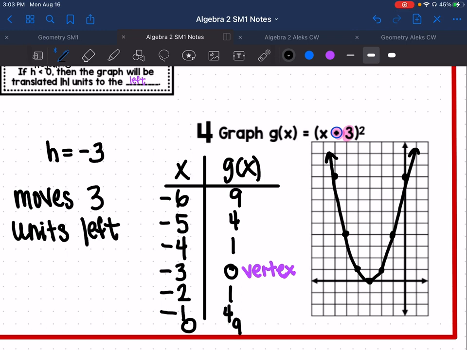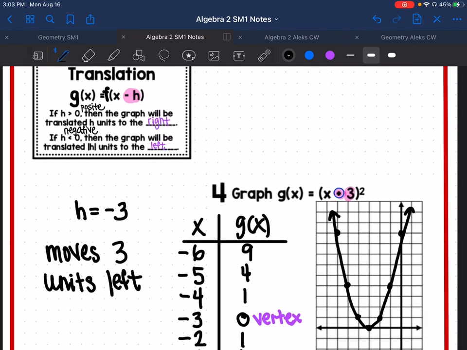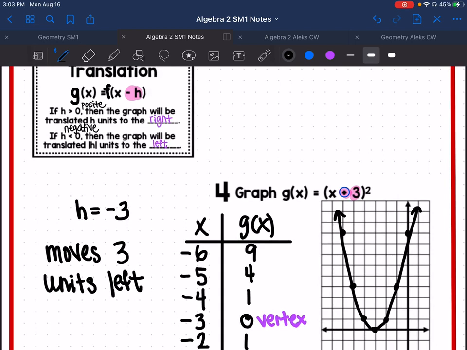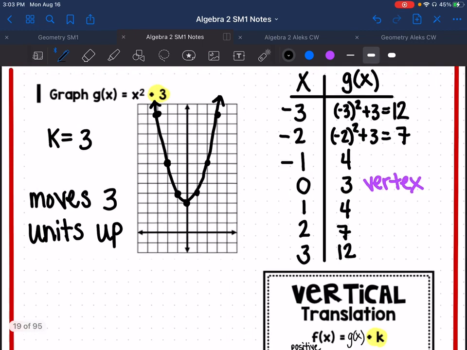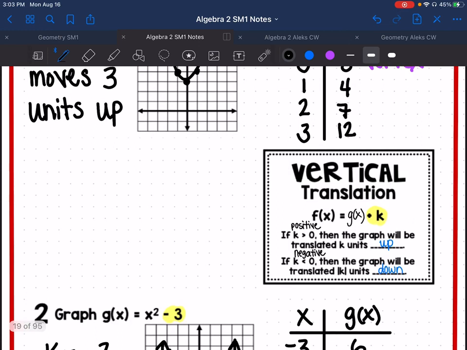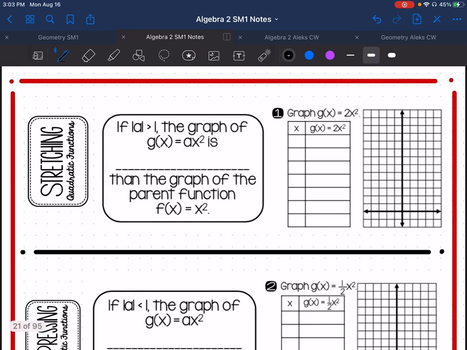Okay, don't let H trick you. H is pretty sneaky, pretty tricky. And so please just make sure that you really take your time when you're looking at H. The difference, once again, between H and K is their placement. H will always be inside the parentheses right next to the variable X, and K will always be added on after the parent function. Okay, so you need to see the full parent function, and then we're going to add K on after.